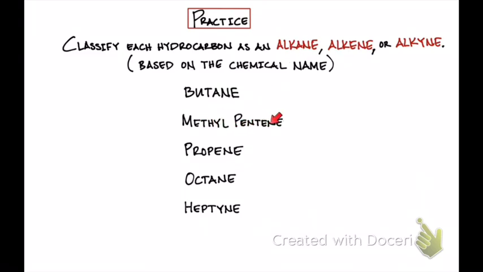We have methylpentene and propene. You can see that they both have the suffix -ene, which is basically an alkene. And the last one is heptyne, which falls in the alkyne family. So again, the first one is an alkane, then an alkene, another alkene, an alkane, and an alkyne.